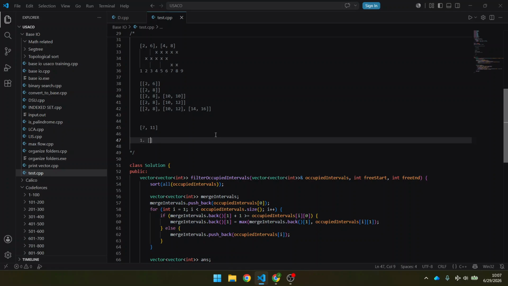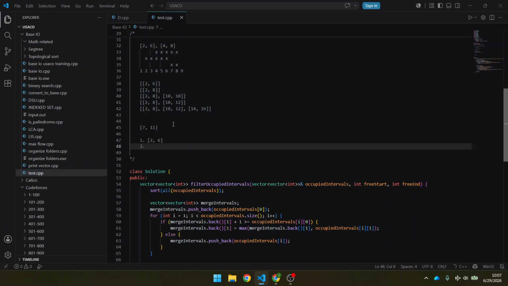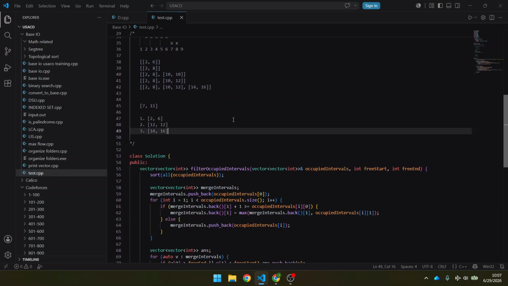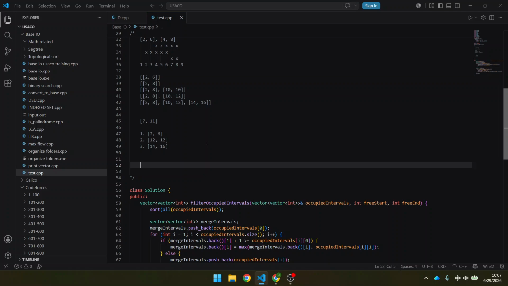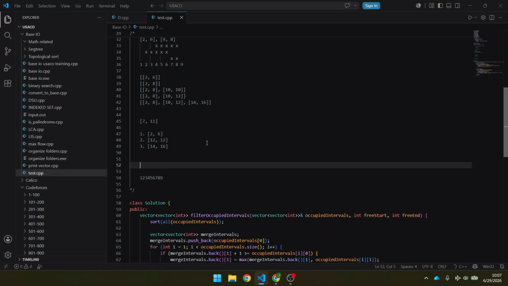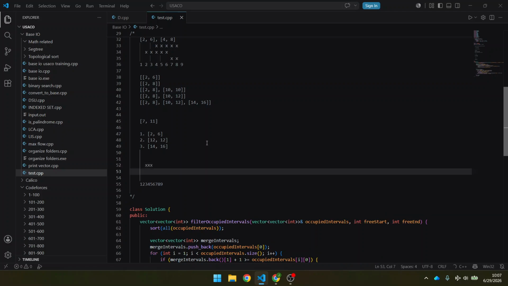You can see that it would become 2, 6. The range will become 2, 6. And then for the second range, it will become 12, 12. And the third range will remain unchanged. So now actually we can split into some cases. Let's see, 1, 2, 3, 4, 5. Let's just say free end and free start is 3, 4, 5, 6.